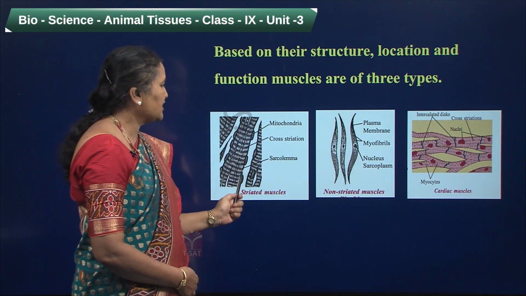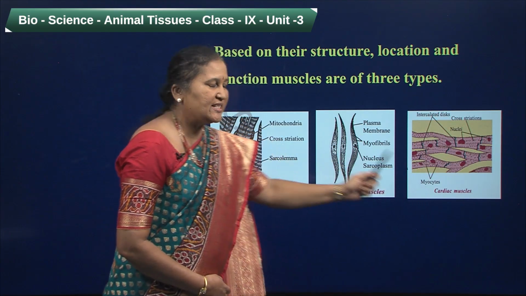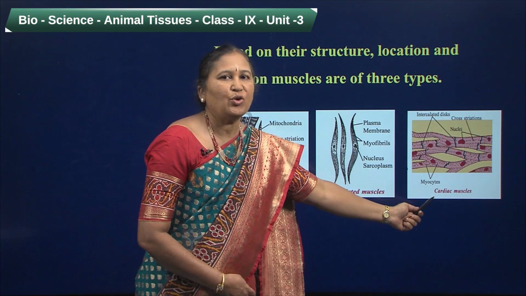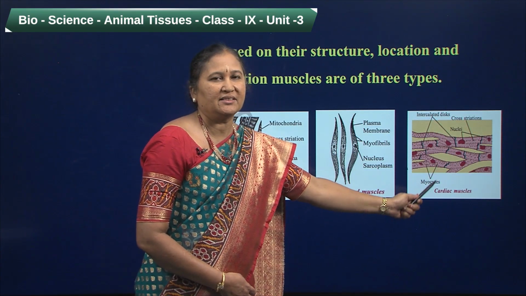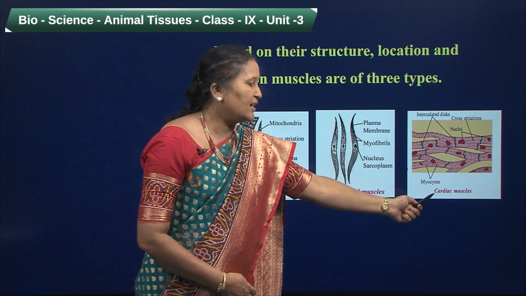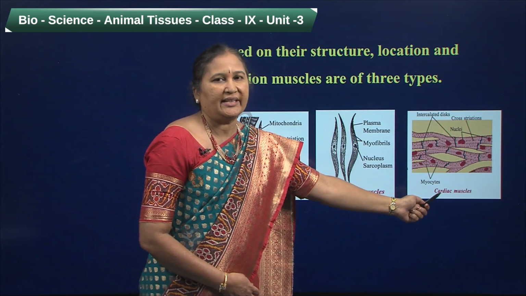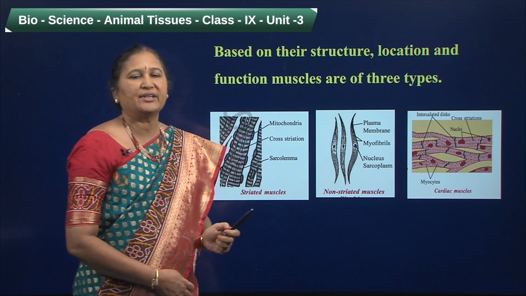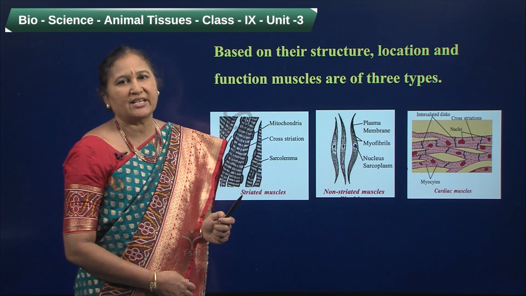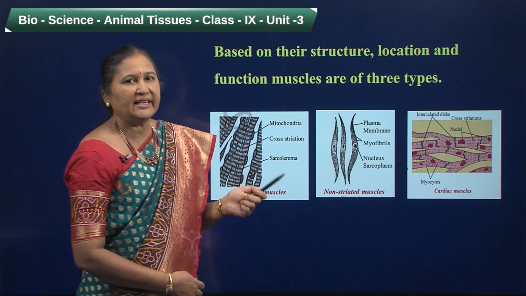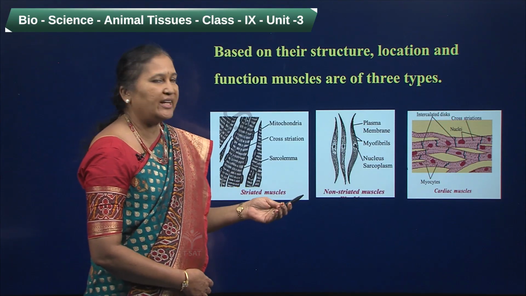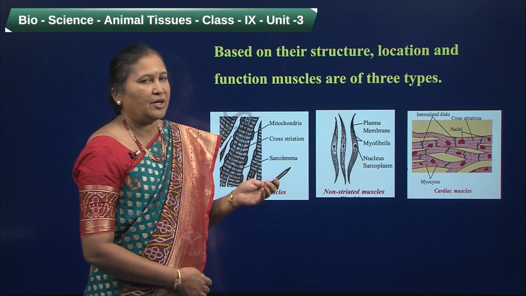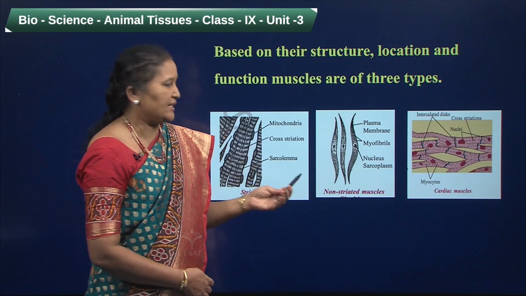But what is the difference between striated muscle and cardiac muscle? This is voluntary muscle, but this is involuntary muscle. They work independently, so they are called involuntary muscles, and they are mostly present in the heart, and they are helpful for the heart beating, for the functioning of the heart. So these are the three types of muscles present in our body in various organs, and they are helpful for the movement of our body and also the body parts.